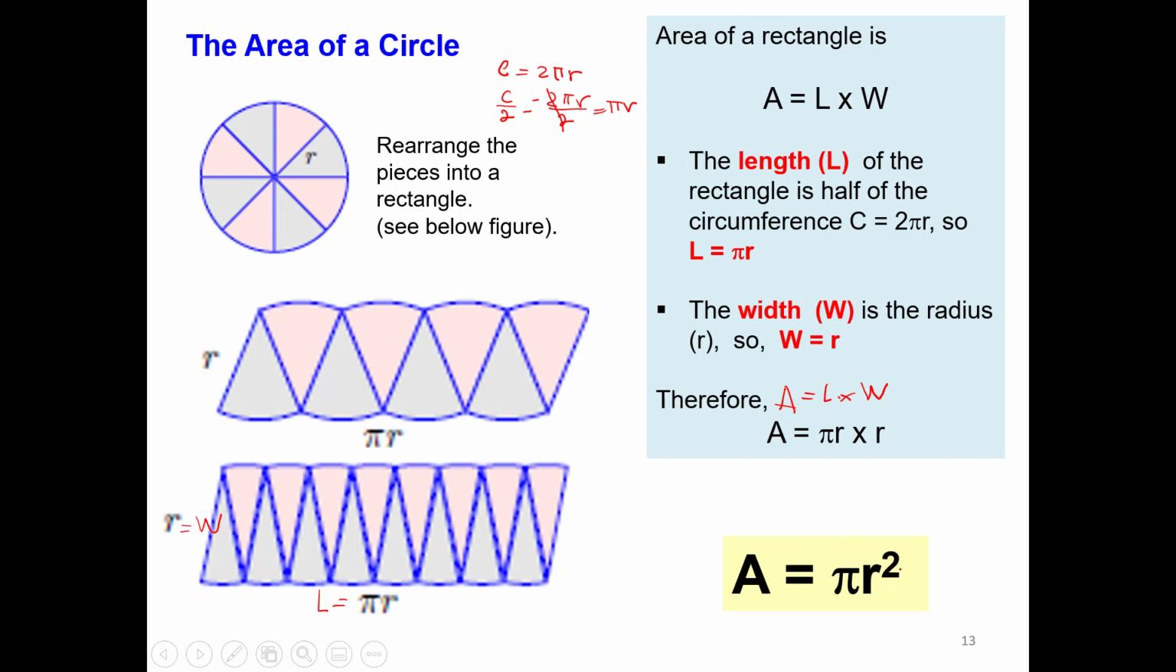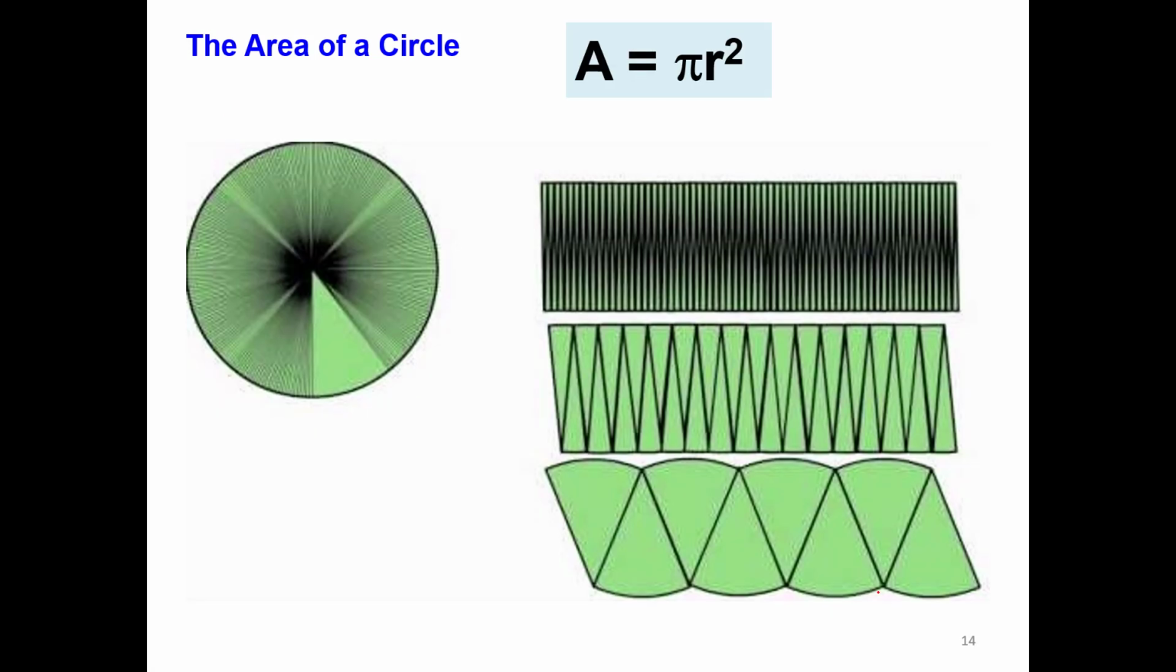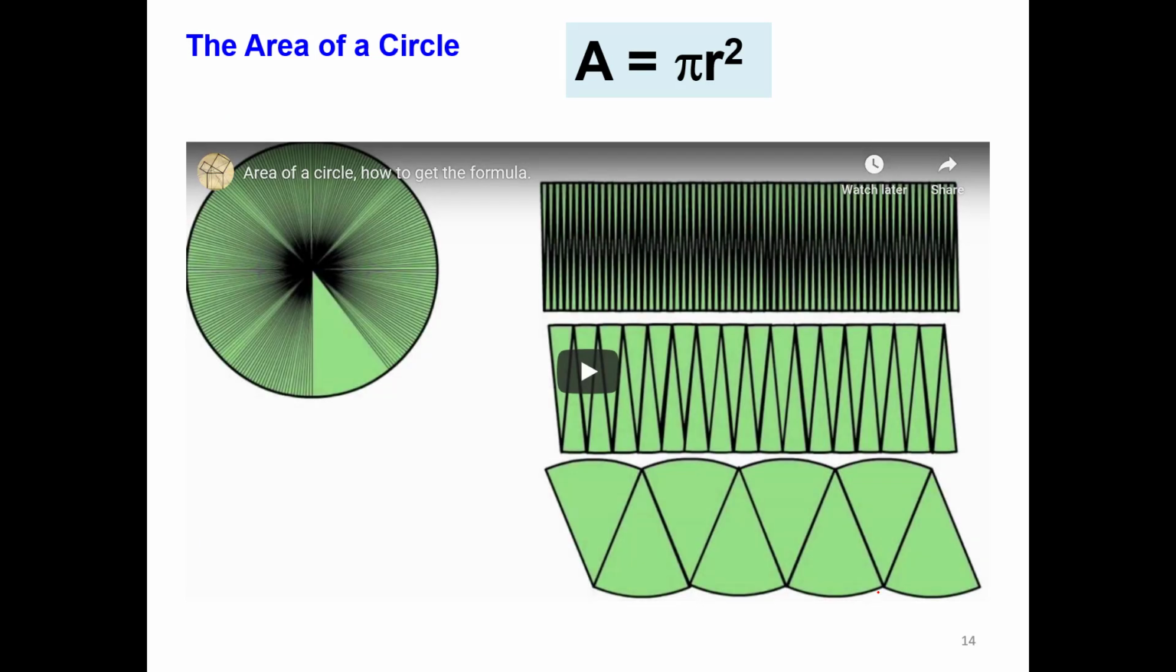But this is the area of the circle also. Then we can calculate the area of the circle as pi times r squared, and we can use this equation to calculate the area of the circle. What I would like you to do is watch this video, where they explain in detail and show more images that can convince you and help you understand better why the area of the circle is pi times r squared. Let's watch the video.